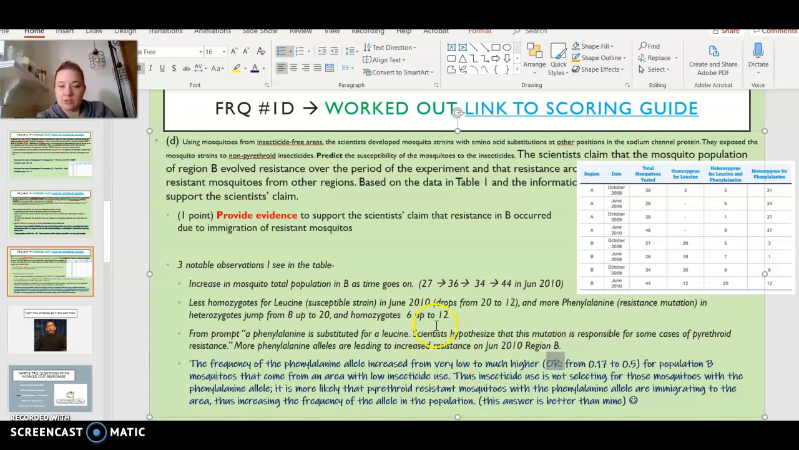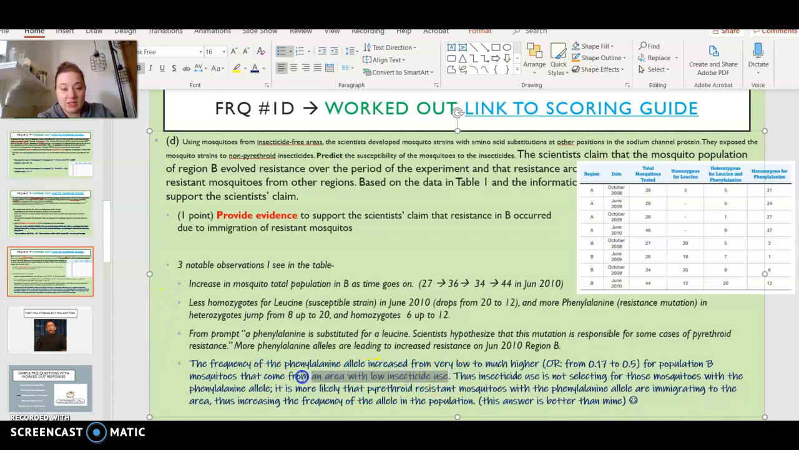So I think my answer gets at that, like the amount of the phenylalanine allele is increasing. They actually did the frequency calculation. I don't think it's asking you to do that because it doesn't say calculate. It does say provide evidence, so maybe you could do that calculation like you just did in C. But that's fine. So for population B, that come from an area with low insecticide use.